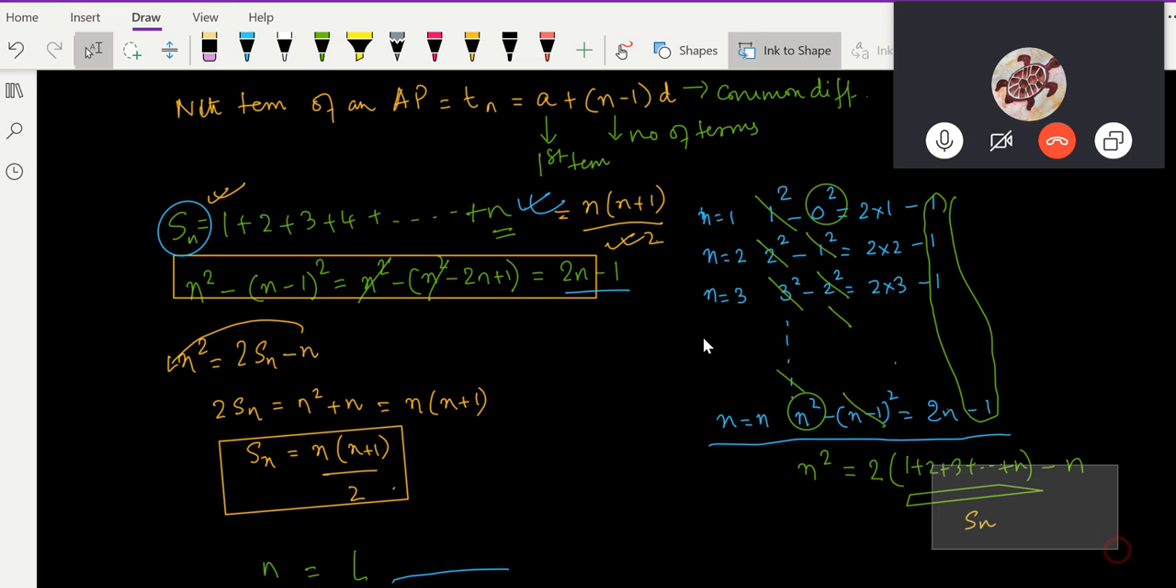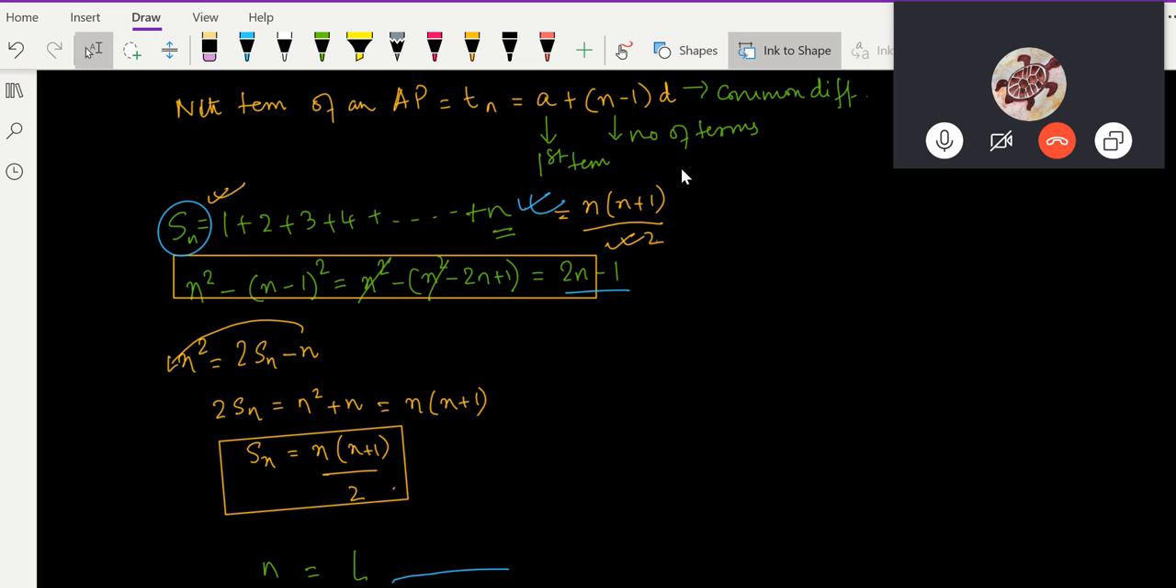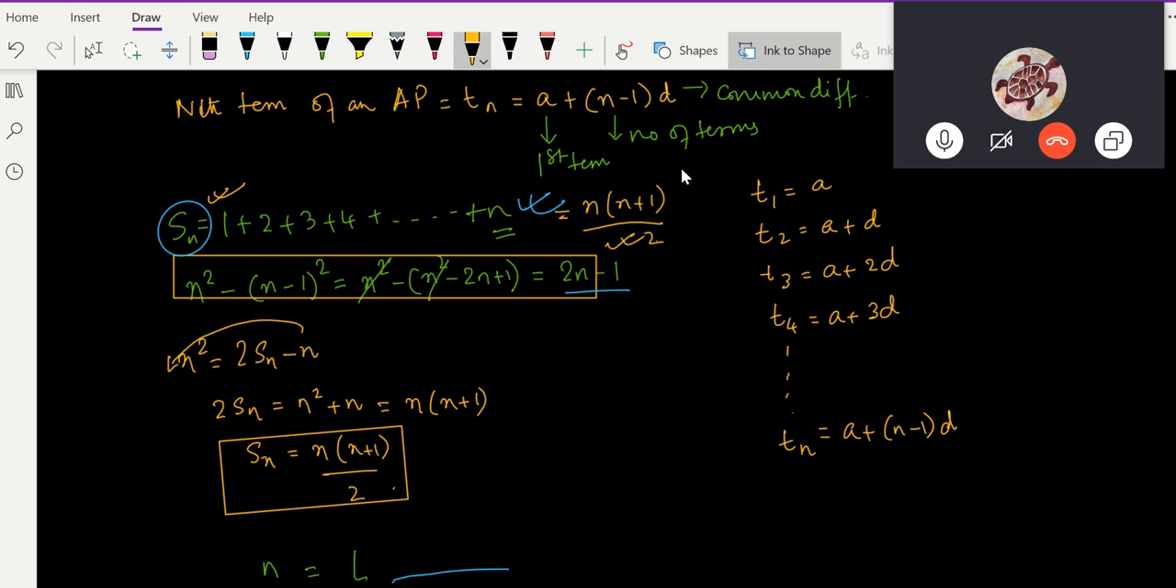So in order to find the sum of any arithmetic progression, this is the thing that we need to know. We have to use this particular thing. So now let us say I have an arithmetic progression where T1 is equal to A, T2 is equal to A plus D, T3 is equal to A plus 2D, right? T4 is equal to A plus 3D, and so on up to Tn. Tn is equal to A plus n minus 1 D. And I add up all of this.